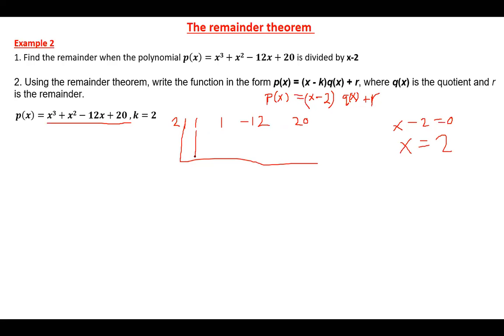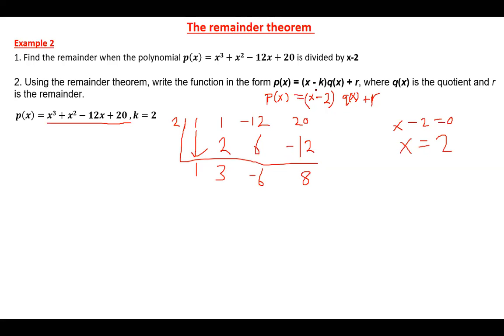So you bring down the 1. Multiply 2 times 1, you get 2. Add 1 plus 2, you get 3. Multiply 2 times 3, you get 6. Add negative 12 plus 6, you get negative 6. Multiply 2 times negative 6, you get negative 12. Add 20 plus negative 12, you get 8.